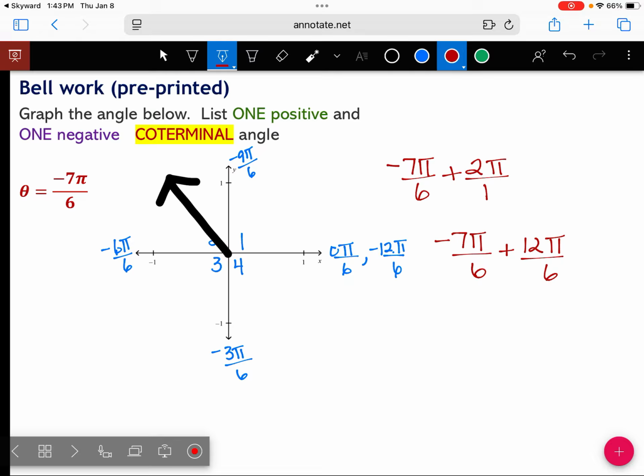So pick up your, my bad, don't pick up your calculator. You don't get a calculator. Pick up your brain, okay? And we're just adding and subtracting 12 pi over 6. Negative 7 plus 12 is the same thing as 12 minus 7. So my next angle is 5 pi over 6. Let me write that over here. So 5 pi over 6.